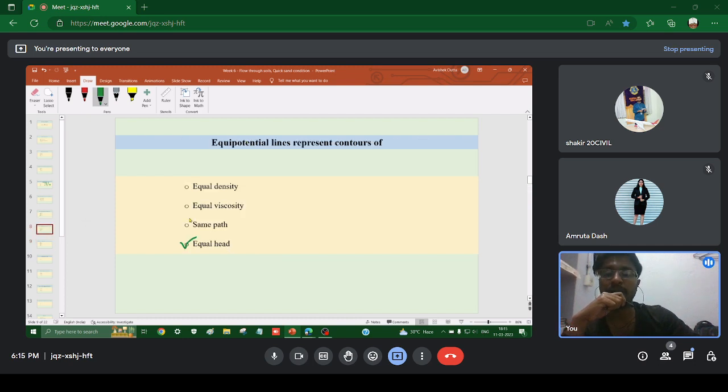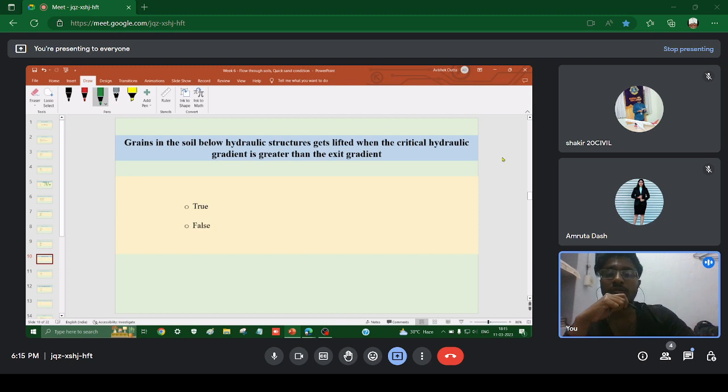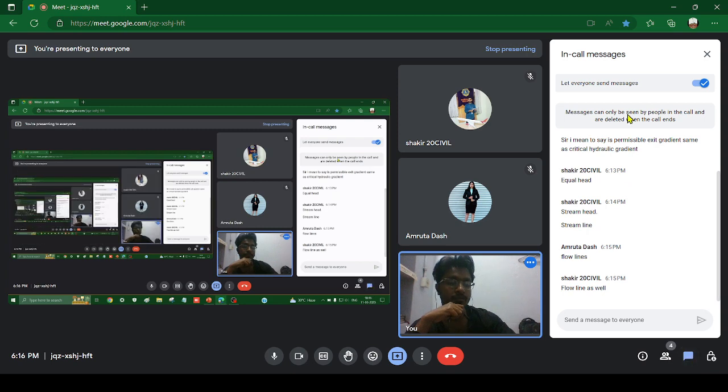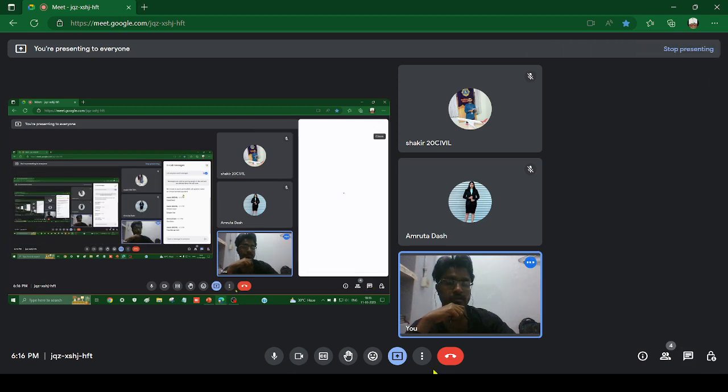So yes, same path, that means along the particular line, this same path concept, this is the question for that, and the answer is flow lines and streamlines. Next question. True or false? Drains in the soil below hydraulic structures get lifted when the critical hydraulic gradient is greater than the exit gradient. True or false? Yes, flow line as well. This statement is true or false?